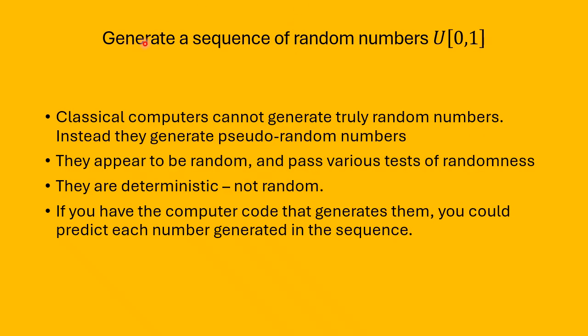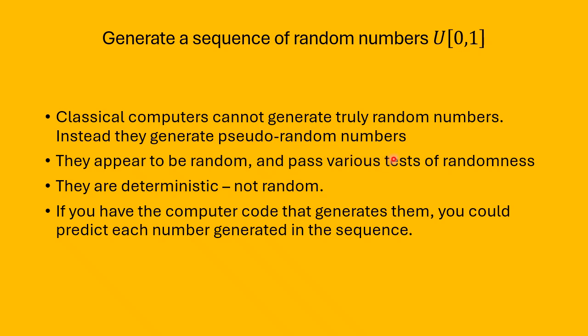So let's talk about generating a sequence of random numbers that come from a uniform 0, 1 distribution. First of all, computers, classical computers, the ones like our desktops, can't generate numbers that are truly random. What we'll do instead is use the computer to generate what are called pseudo-random numbers. Pseudo basically means false. They're going to look random, but they're not really. They appear to be random, and they will pass various tests of randomness.